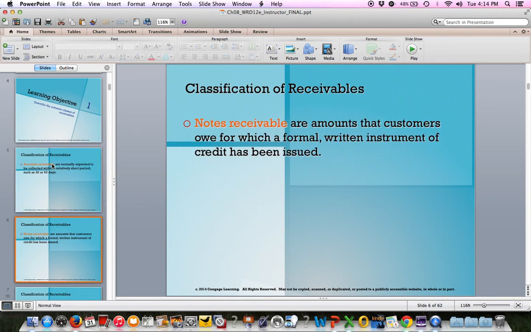Next is notes receivable, which is usually evidenced with a formal written agreement, typically signed by the parties involved, and it's formal credit that has been given from one business to another, and typically then there's going to be interest involved with a note receivable.